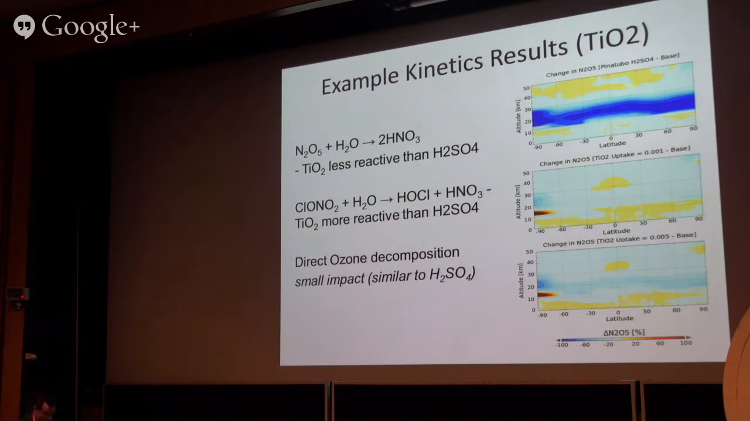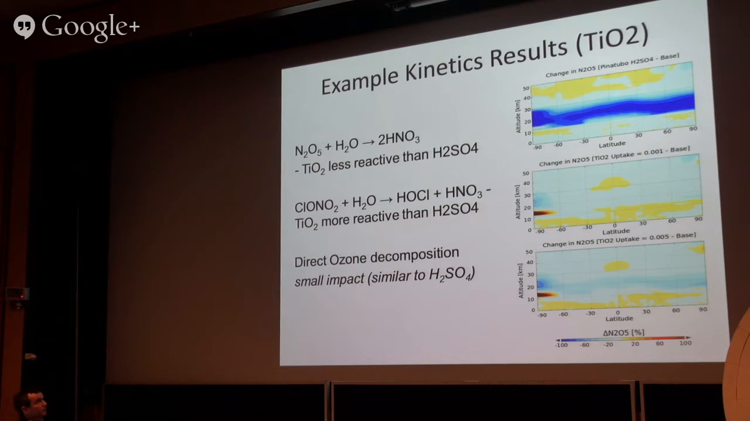Okay, and so the conclusions from this. We had three key reactions we wanted to look at. First of all, there was the N2O5 uptake, the denitrification. It turns out it's a lot slower on titanium. Titanium is less reactive than sulfuric acid, about 100 times slower. Then there's the chlorine nitrate reaction, and that one turns out to be a bit faster on titanium, about 10 times faster or so compared to sulfuric acid. And then finally, there's the direct ozone decomposition. It turns out it's very slow. It's also very slow on sulfate. So, just looking at titanium as an example, we've got some things which are seemingly better compared to the base case, and some things which are worse.